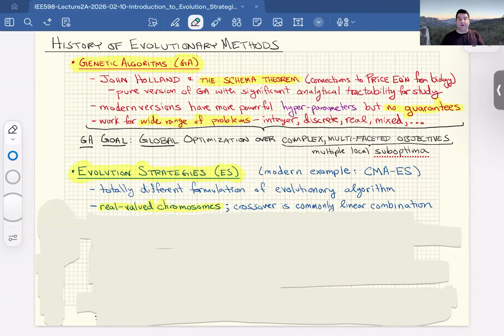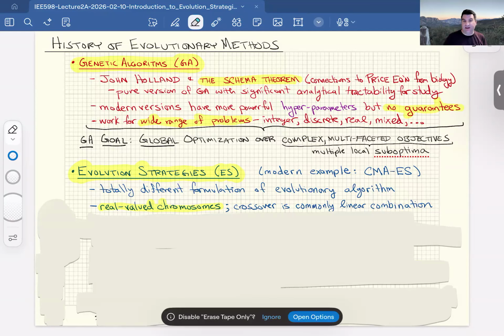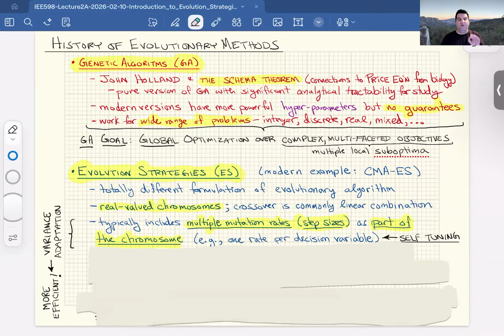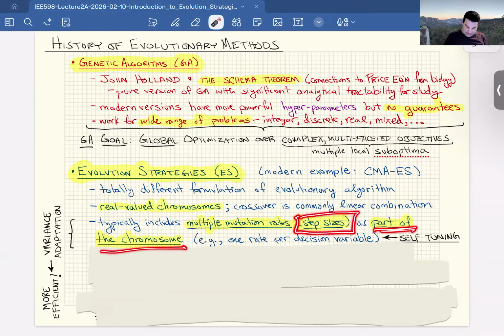There is crossover similar to what we see in the GA, where you get discrete swaps of genes, but crossover is most commonly through linear combination, which goes along with these real valued chromosomes. The big change with the evolution strategies is that now we actually mutate the mutation rates themselves. So we view the mutation rates as step sizes, which are part of the chromosome. So the chromosome includes your decision vectors, and it includes step sizes for each variable in the decision vector.